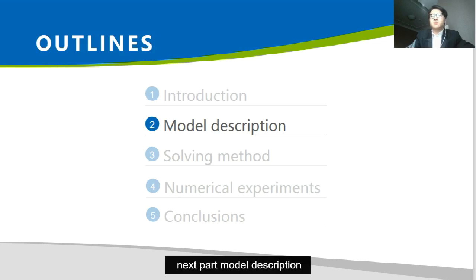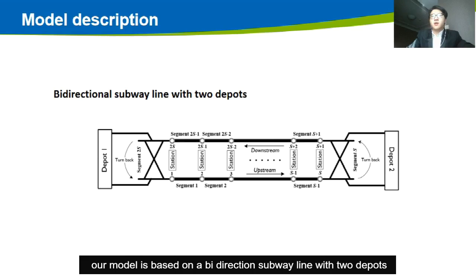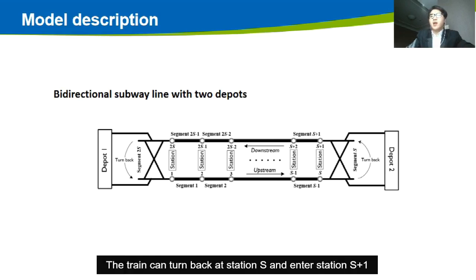Next part, model description. Of course, I will give a brief description rather than introduce the specific mathematical formulas. Our model is based on a bi-direction subway line with 2 depots. There are S stations in each direction, and the train can turn back at station S and enter station S+1, or turn back at station 2S and enter station 1. Next, I will divide the proposed model into 3 parts to introduce.